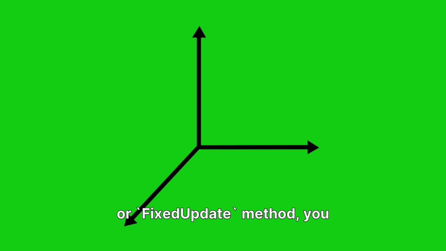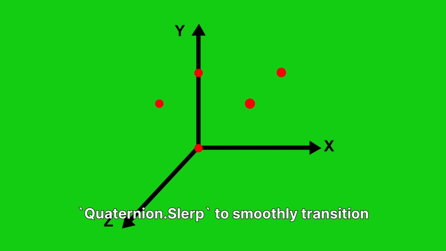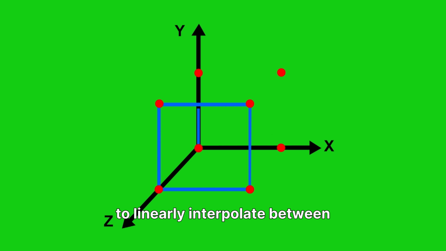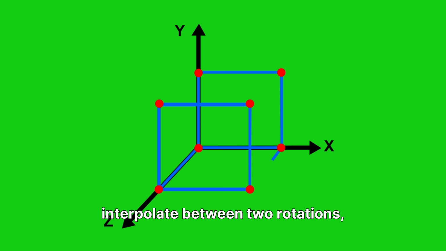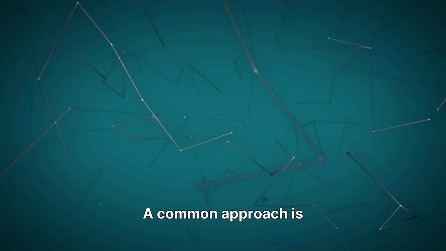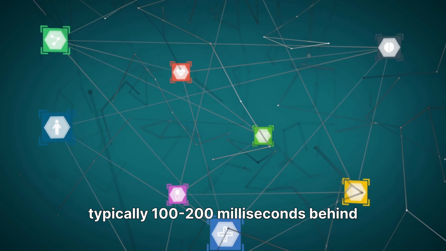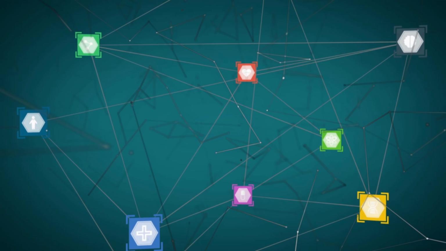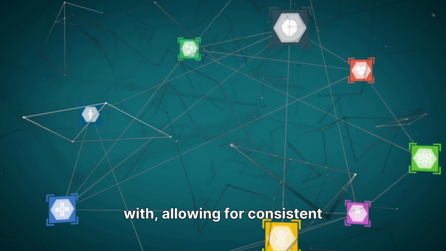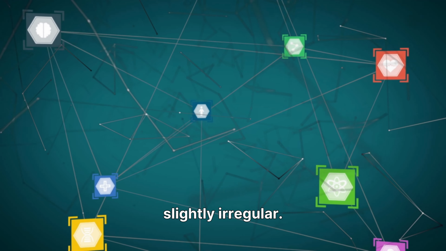Then, in the update or fixed update method, you can use Vector3.Lerp or Quaternion.Slerp to smoothly transition the object's transform. These functions allow you to linearly interpolate between two positions or spherically interpolate between two rotations, respectively, over a specified duration. A common approach is to interpolate based on a fixed historical buffer, typically 100 to 200 milliseconds behind the current time. This buffer ensures that the client always has a small window of past data to work with, allowing for consistent and smooth interpolation even if network updates are slightly irregular.